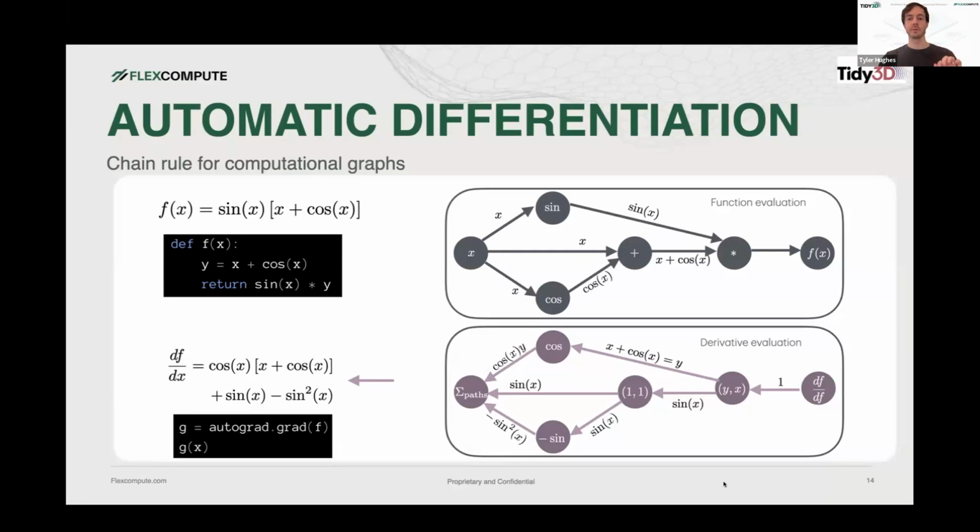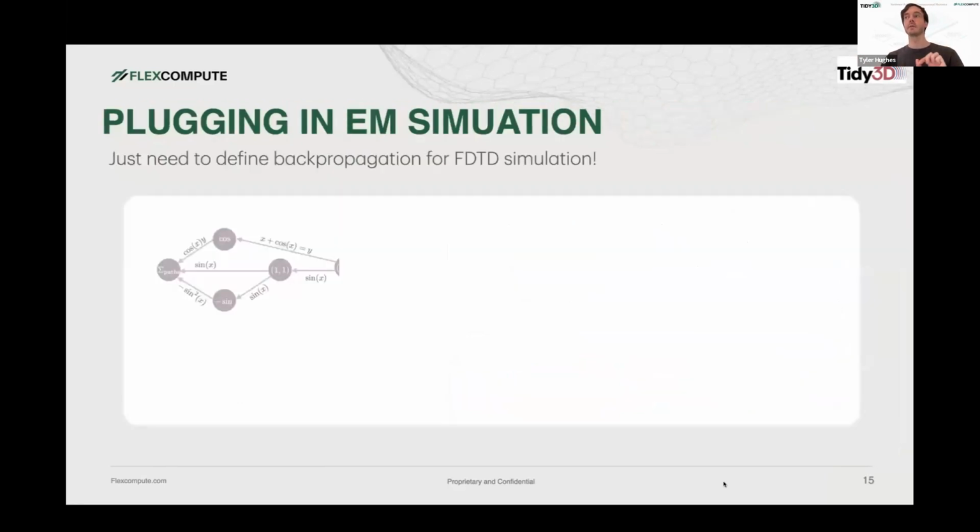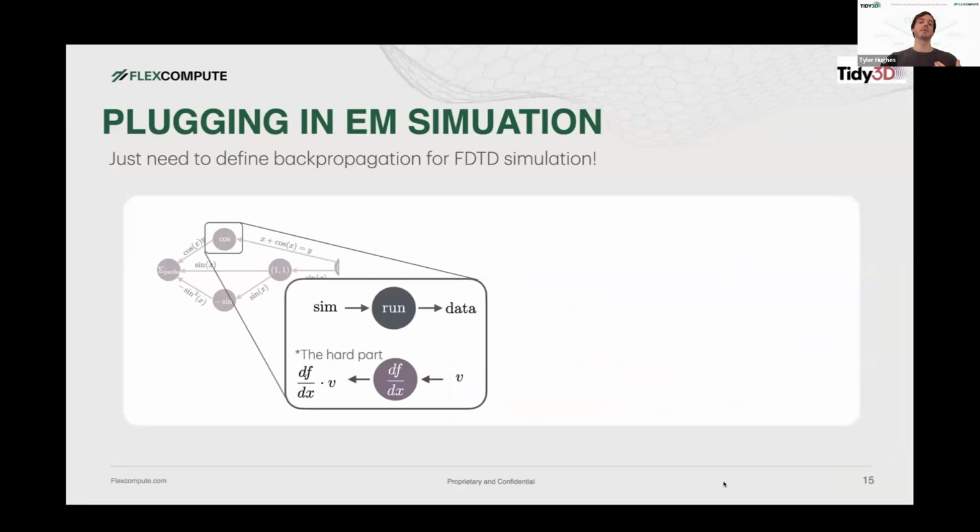So this is the tool we want to leverage for inverse design. The key is that, of course, AutoGrad or PyTorch, they don't know anything about Tidy3D or FDTD simulations. And in the computational graph of your figure of merit, you're going to encounter some FDTD simulation, right? So the whole trick of Tidy3D is we said, well, we just need to define, if we encounter a node that is running a simulation, we just need to tell AutoGrad, for example, how to backpropagate the derivative information through that node.